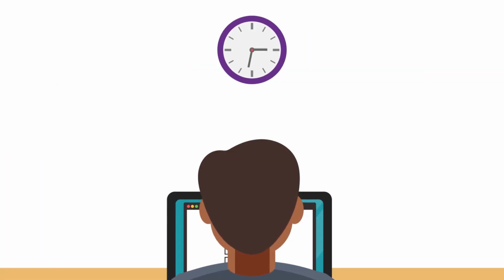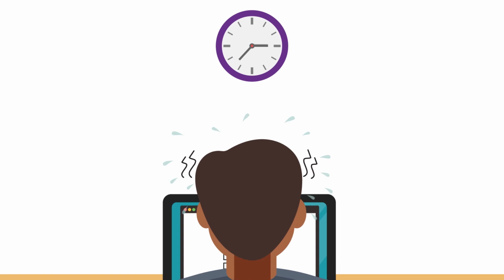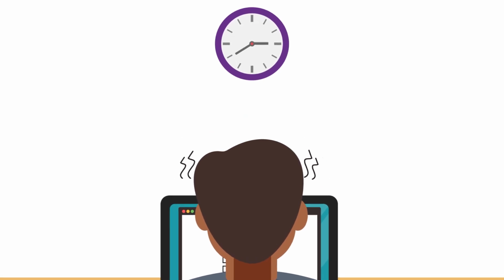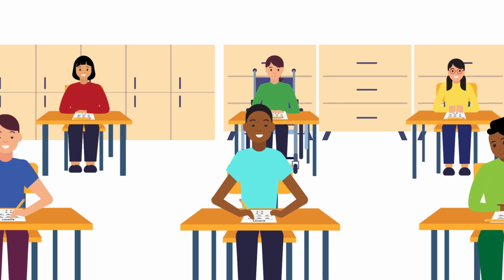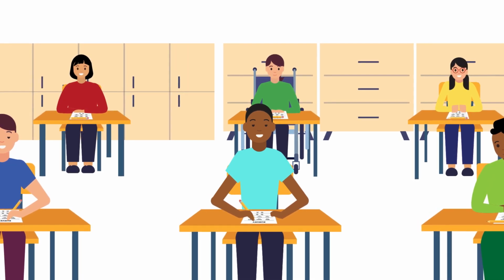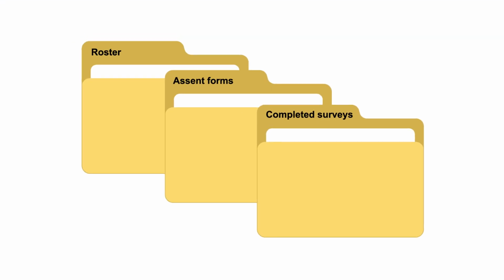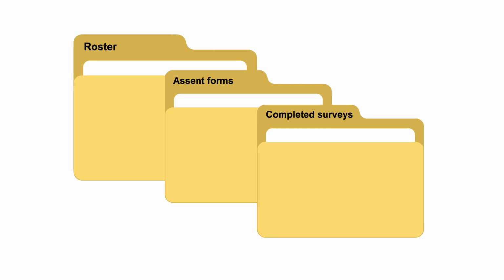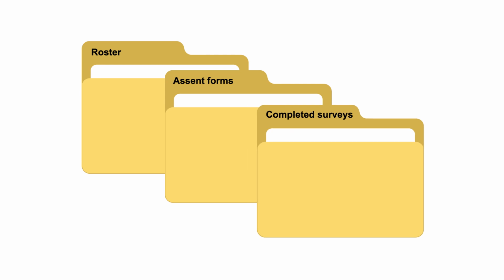To maintain youth's privacy, it is best to wait until everyone has finished the survey, which avoids drawing attention to early or late completers. This is particularly important when students will finish at different times because there are skip patterns in the survey. Collect all paper materials and keep the roster, assent forms, and completed surveys in separate folders to avoid combining survey responses with information that would identify students.